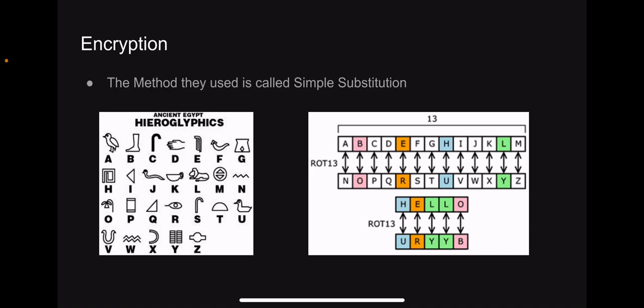For the encryption, the method they used is called simple substitution, which means the original text was encoded by using a substitution cipher. This is an example here on the right of a simple substitution of letters. We learned about this in class. Each symbol in the hieroglyphics represents a different letter or a phrase.